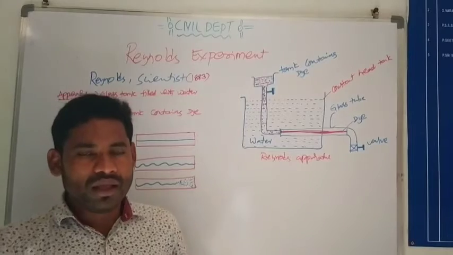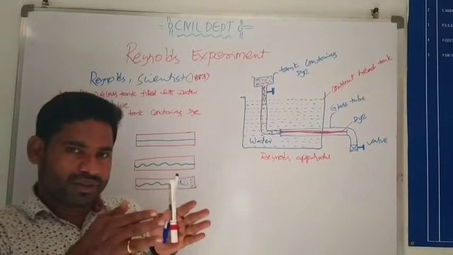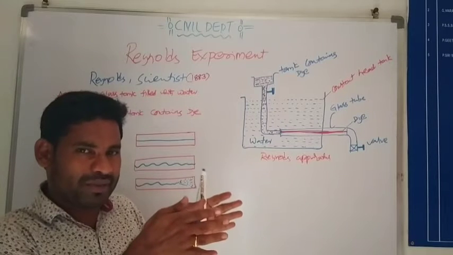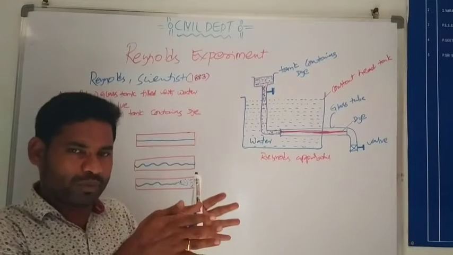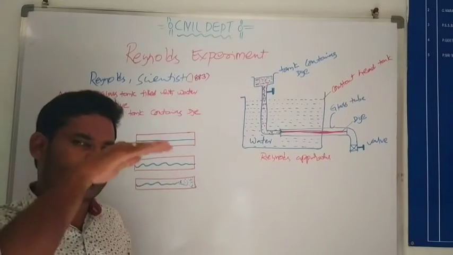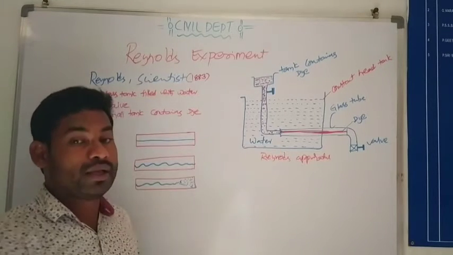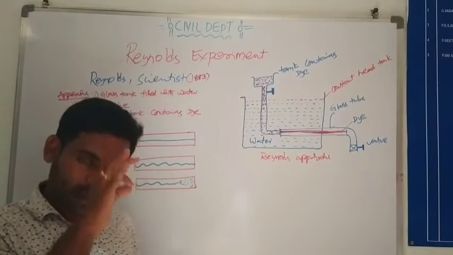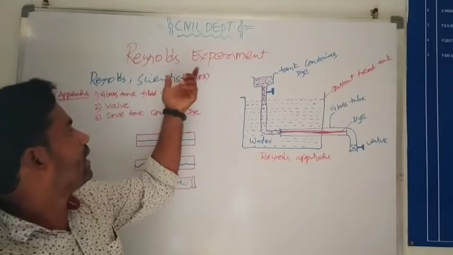When liquid is flowing in a pipeline, or in an open channel flow, or a river or reservoir, whatever it may be, we see the liquid flow sometimes very slowly, and sometimes very fast. That is what is explained by Reynolds.